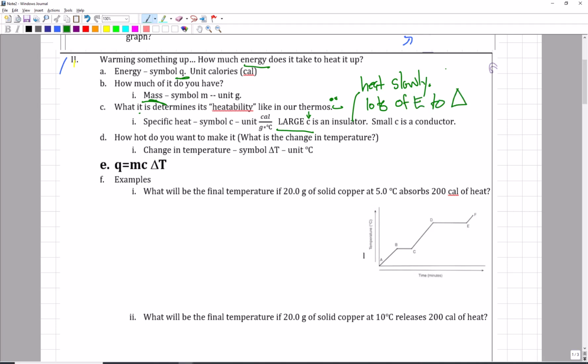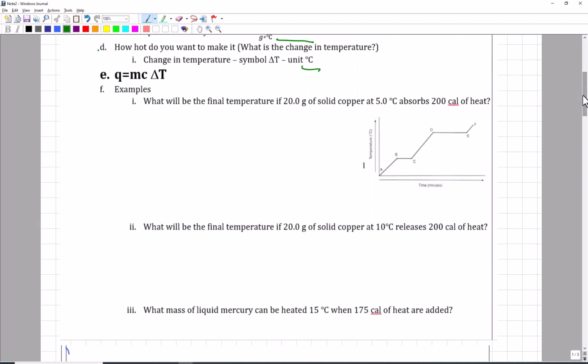An important thing for you to know: triangle means change in, or just change, and capital T, of course, is temperature. So when I look at this, the energy, how much of it, its heatability, and how hot you want to make it, that's your change in temperature, in degrees Celsius. It could be in kelvins, it just won't be. So this equation is the heat, the amount of heat it takes, equals the mass, how much of it there is, times its individual heatability, times how hot you want to make it. That's one of the equations you need to have in your soul.